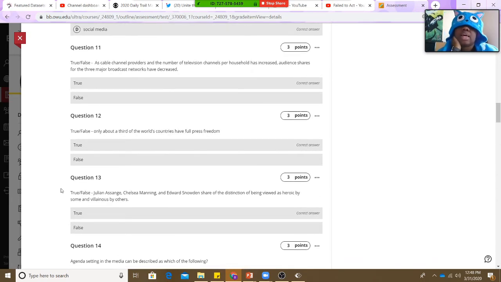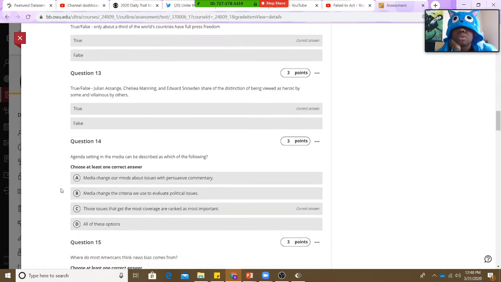11, as cable channel providers and the number of television channels per household has increased, audience shares for the 3 major broadcast channels have decreased. That's true. 12, only a third of the world's countries have full press freedom. That's true. 13, Assange, Manning, and Snowden share the distinction of being viewed as heroic by some and villainous by others. That is true.